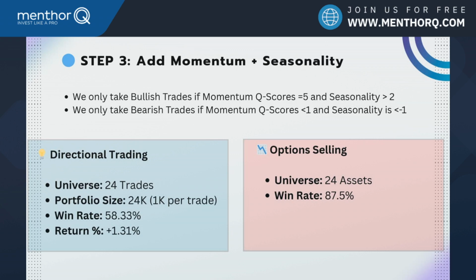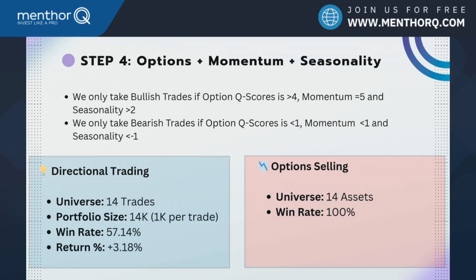But then we want to take it a step further. So let's now put everything together. And now we are adding our option score, our momentum score, and our seasonality score. So we only take bullish trades if our option Q score is greater than 4, our momentum score is equal to 5, and our seasonality score is greater than 2. And we only take bearish trades if our option score is lower than 1, our momentum score is lower than 1, and our seasonality score is lower than -1. So we're now combining the 3 scores together.